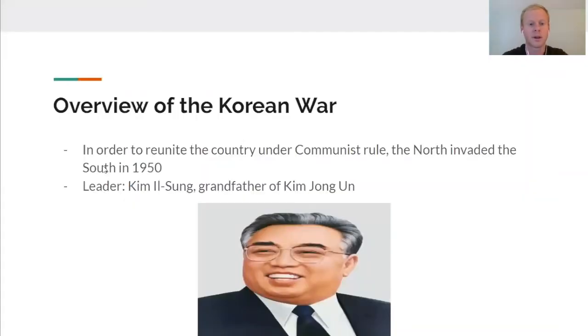So in order to reunite the country under communist rule, the North invaded the South in 1950. The leader of the North at that time was Kim Il-sung, grandfather of someone you probably have heard about recently, Kim Jong-un. So Kim Il-sung was the leader at the time of the Korean War, and this is a portrait of him.